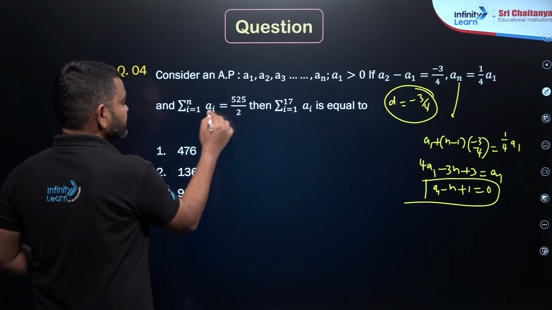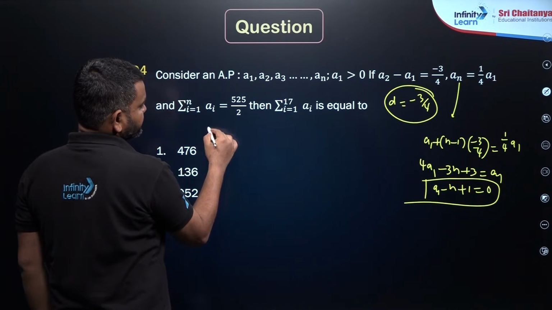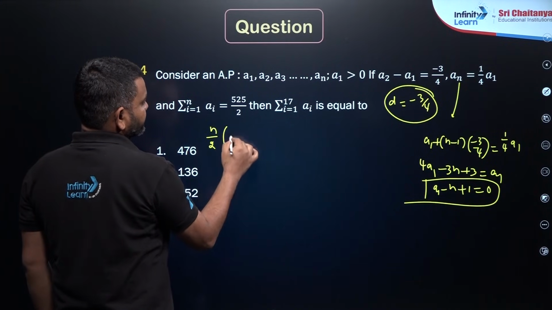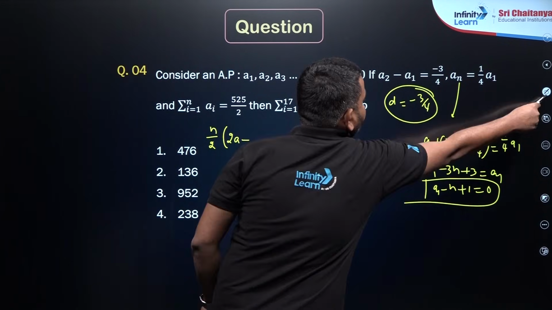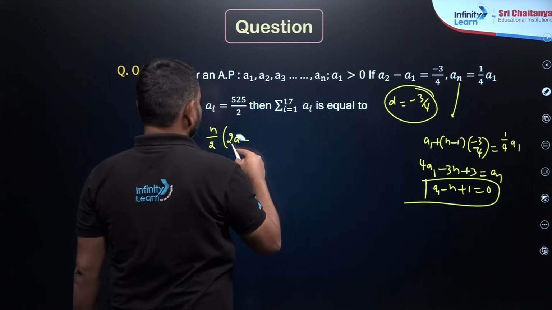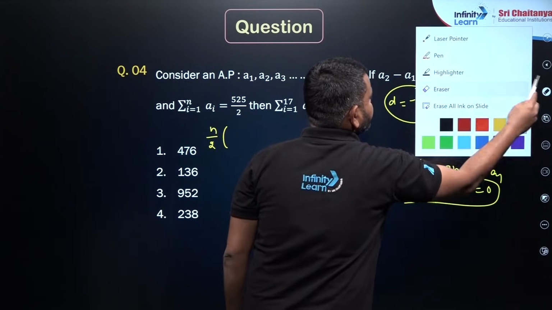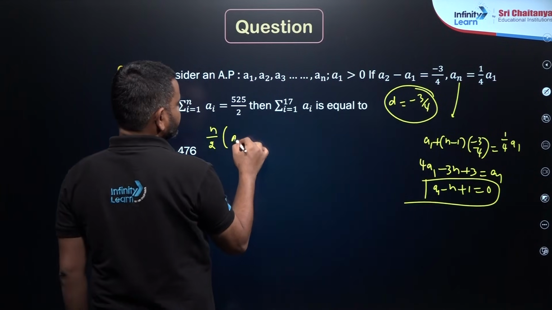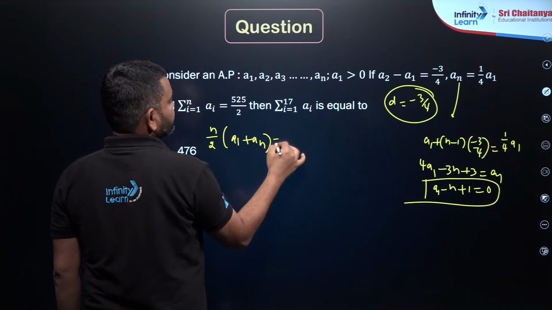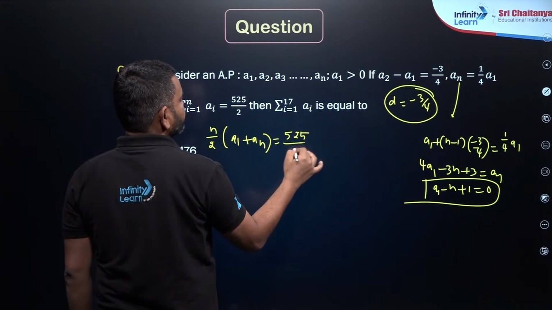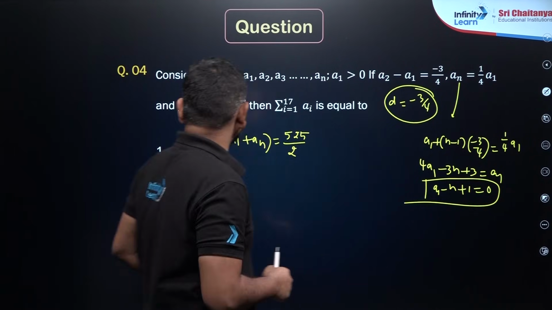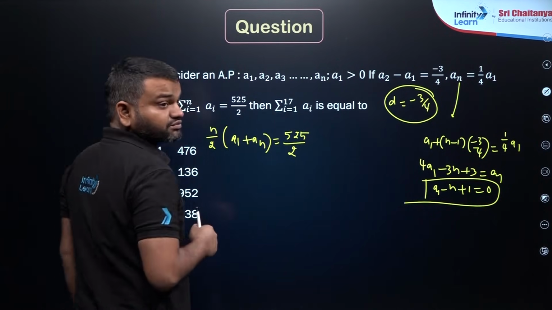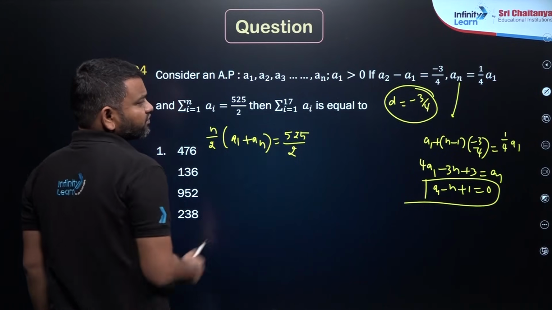And in this, the summation of Ai, if I am trying to write, this is going to be n by 2 into 2a plus, or we can simply write, why don't we use the formula a1 plus an directly? So I can use the formula here, a1 plus an, that is equal to 525 by 2. Now here I have a relation between a1 and an. So an is 1 by 4 times a1. So a1 is going to be what?